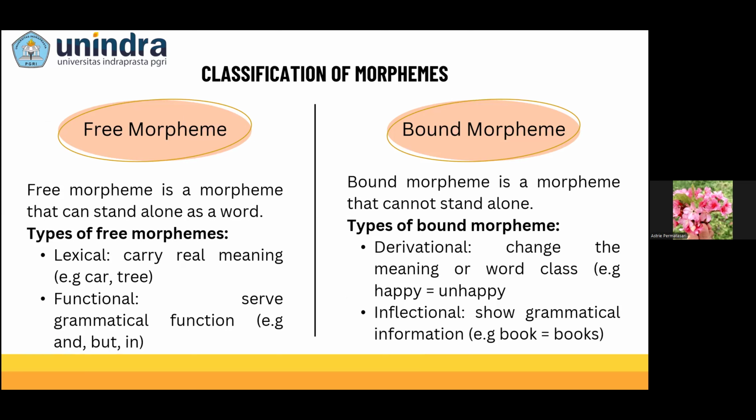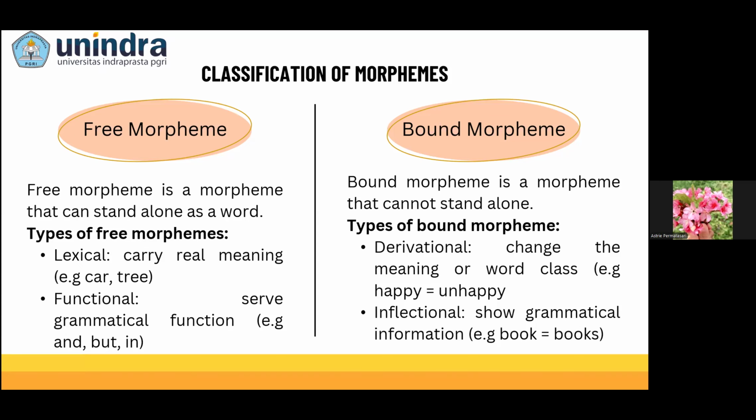The next material is classification of morphemes. Classification of morphemes is free morphemes and bound morphemes. Free morphemes are morphemes that can stand alone as a word. Free morphemes have meaning by themselves. Types of free morphemes. The first, lexical morphemes, carry real meaning. For example, car, tree.